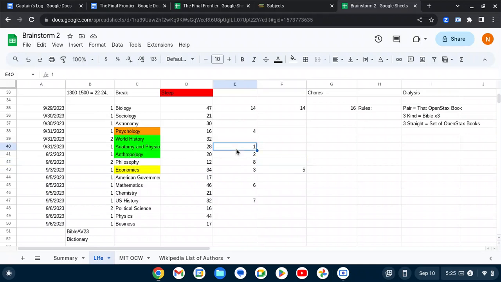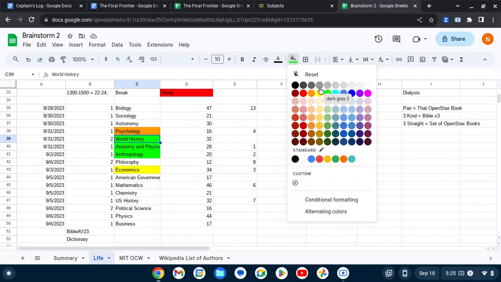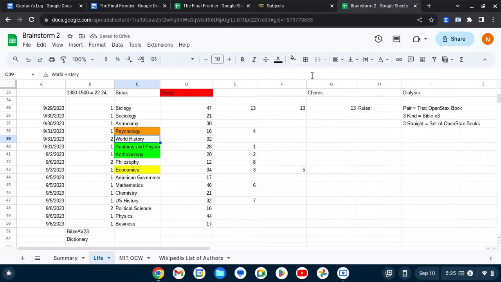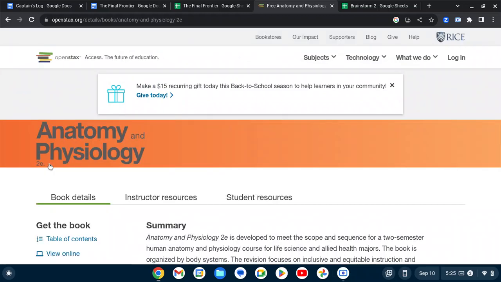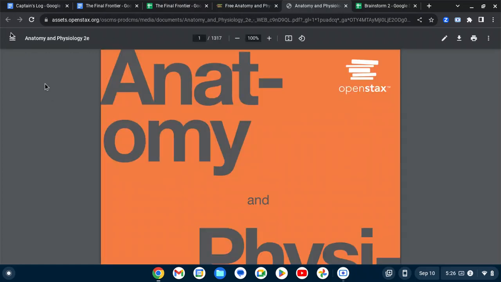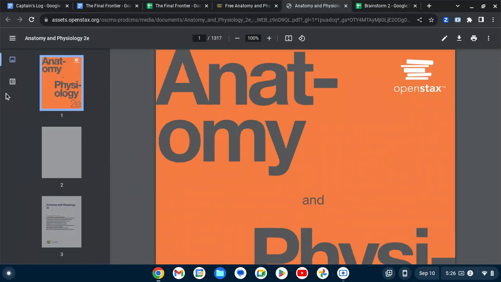And then this, I did that one already. Oh, sorry. Oops. This one I can go ahead and switch. All right. Anatomy, physiology. Science. There. Download. File.